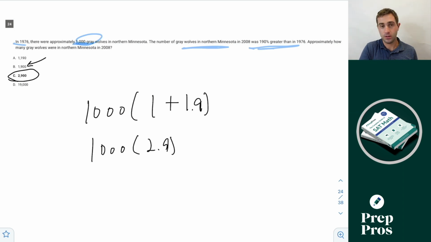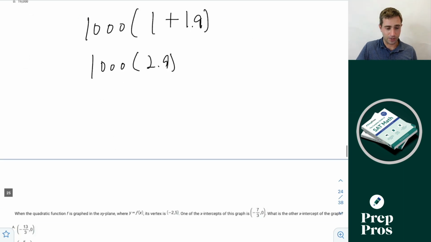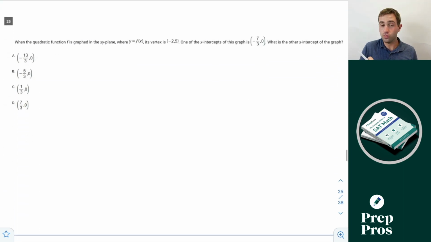This concept of increase, decrease shows up on every single SAT. That's kind of why I have an entire chapter dedicated to it in my math book, but it's really, really important to understand because students miss it all the time.